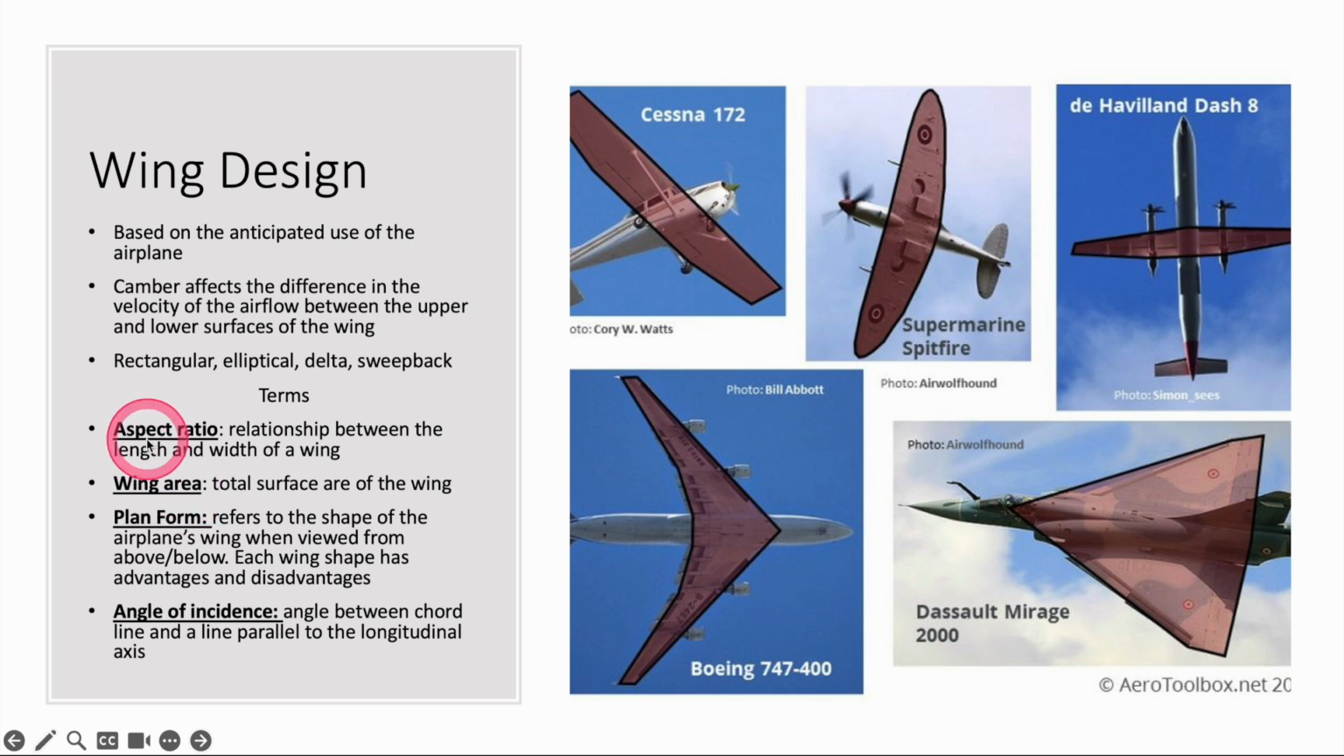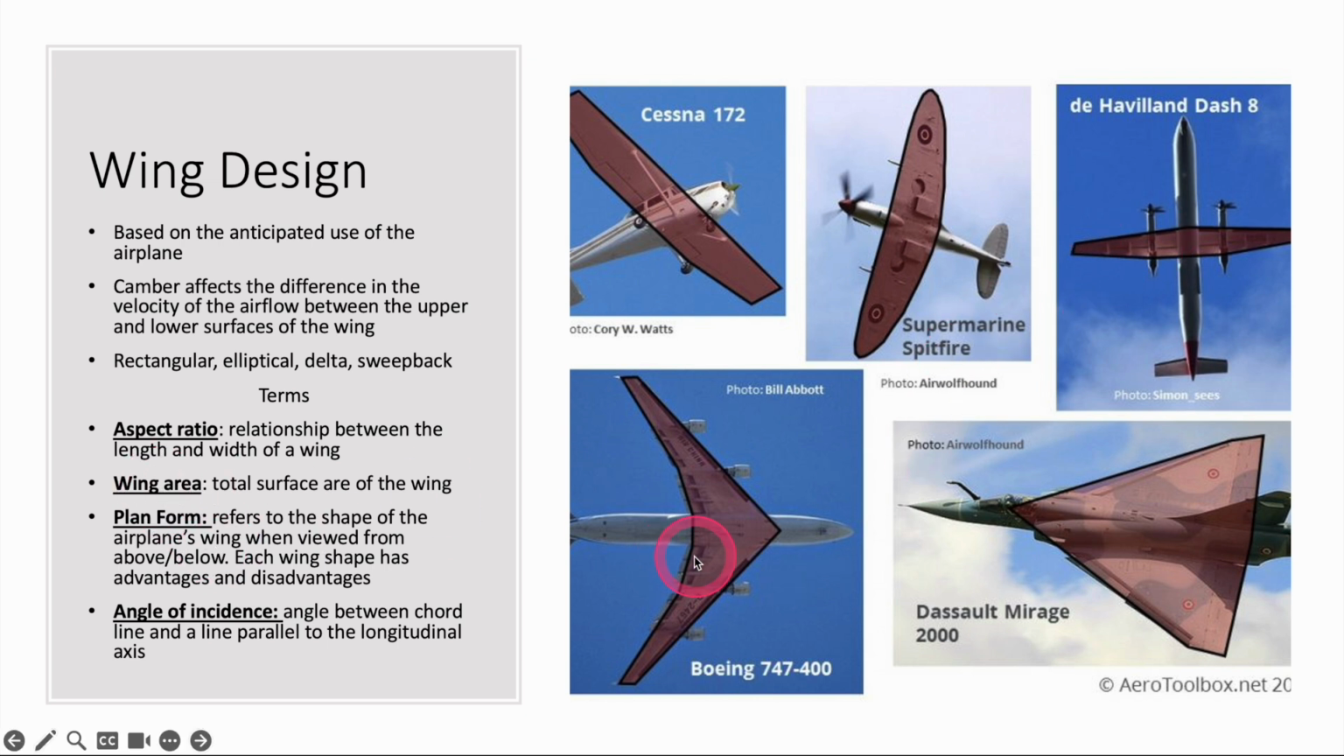So a couple terms to look at: aspect ratio. That's referring to the ratio between the length and the width of the wing. So we're comparing the length of the wing to the width of the wing, front to back. So this one has a high aspect ratio, meaning it's a very long wing, but it's not very wide. So it's kind of long, skinny wings, something you'd see on like gliders. So it produces a lot of lift compared to how much drag it produces.